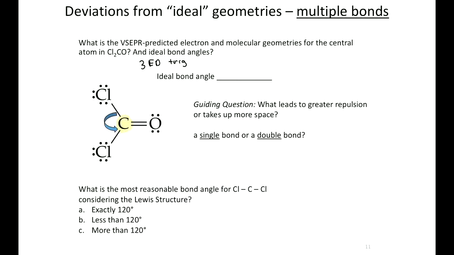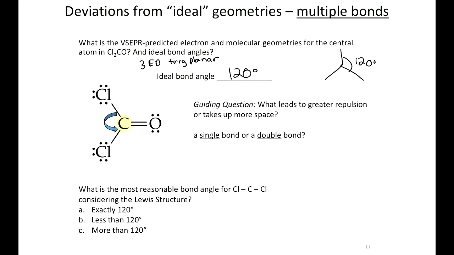Trigonal, which one? Planar, okay. And so what is the ideal bond angle in a trigonal planar? So 1, 2, 3. The ideal is 120 degrees, all right. But since we're talking about deviations from ideal bond angles, do you think that indicated bond angle is 120 degrees? No, it's not.